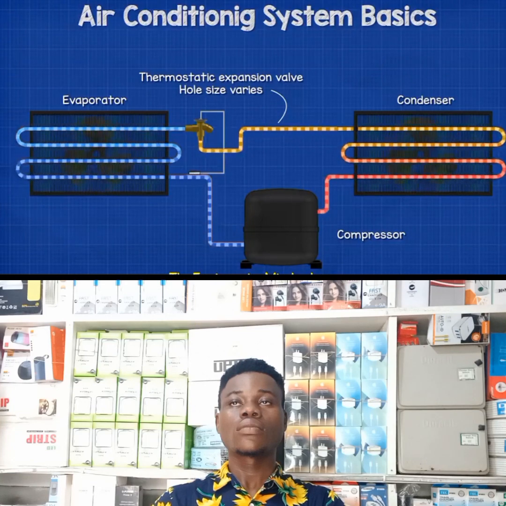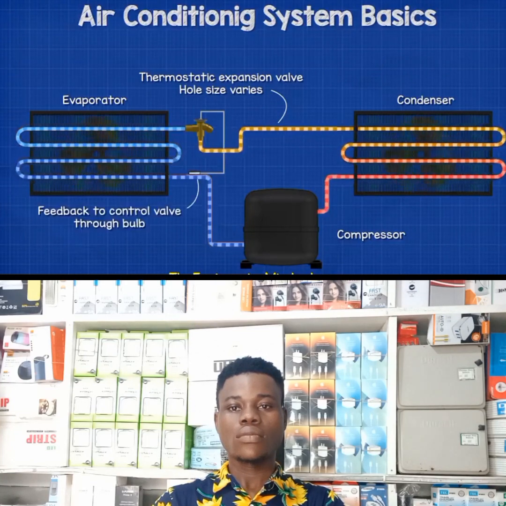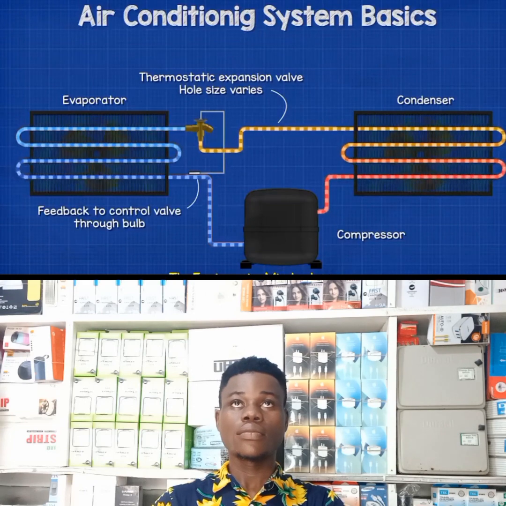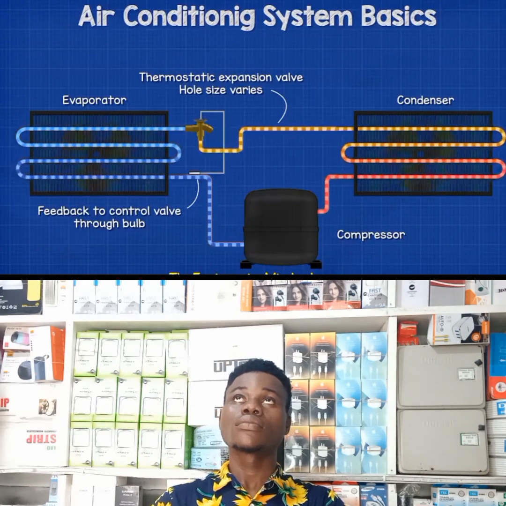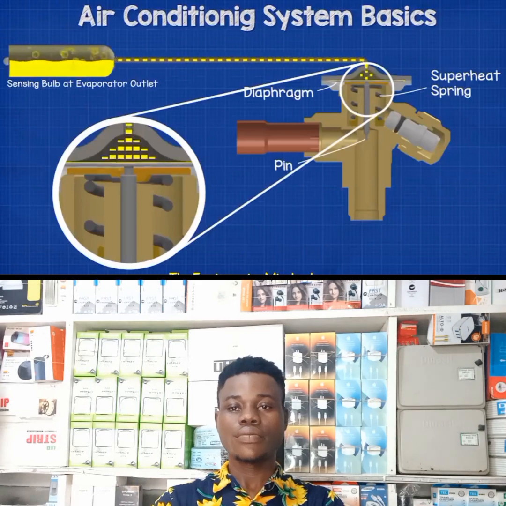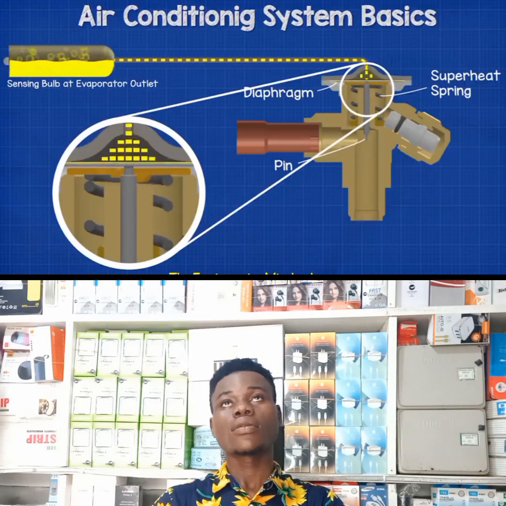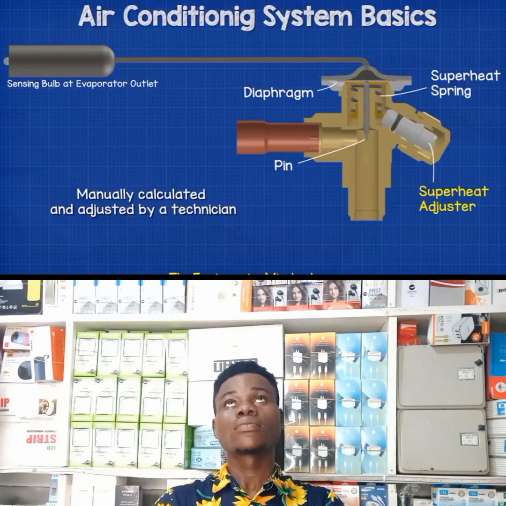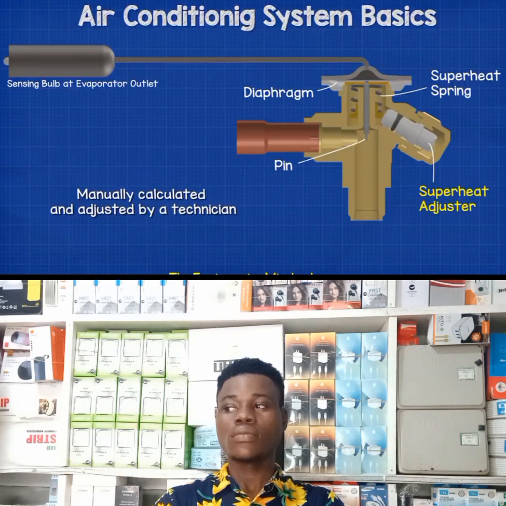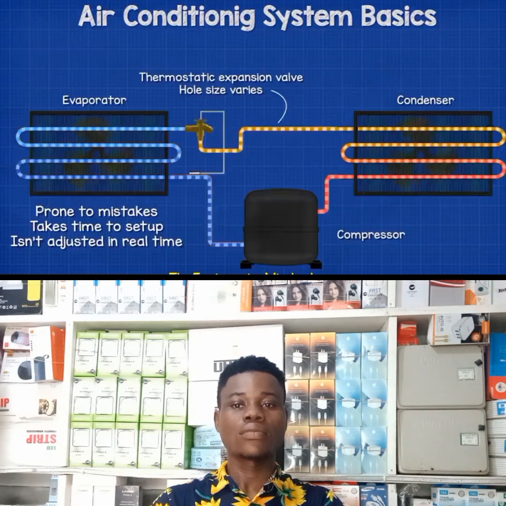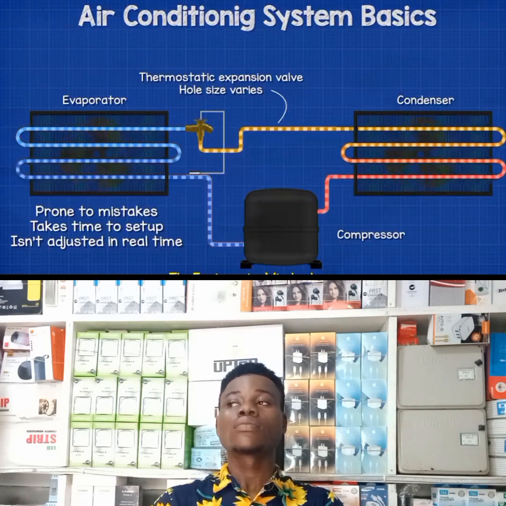This is still widely used today, and it senses the superheat at the outlet through a bulb which is filled with another refrigerant. This other refrigerant will expand to close the valve when the superheat is too high, and it condenses to open the valve when the superheat is too low. This type of valve needs to be manually calculated and adjusted by a technician. It does work very well, but it's prone to mistakes.